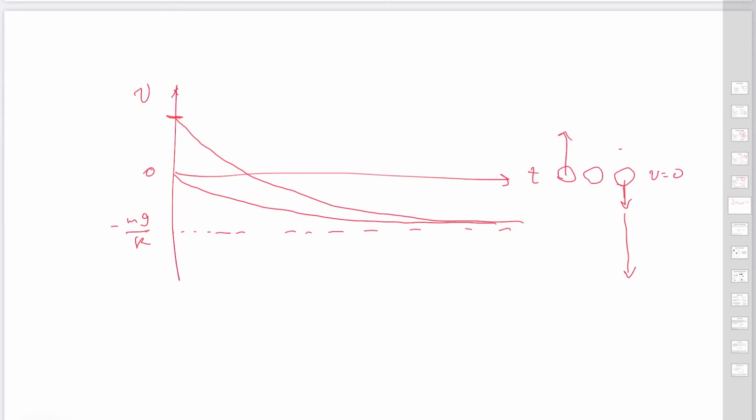Sometimes you want to throw the ball very strongly downward. Then the initial velocity is a really negative value, but still it's losing velocity. It's approaching terminal velocity. Okay, this is the terminal velocity we studied.